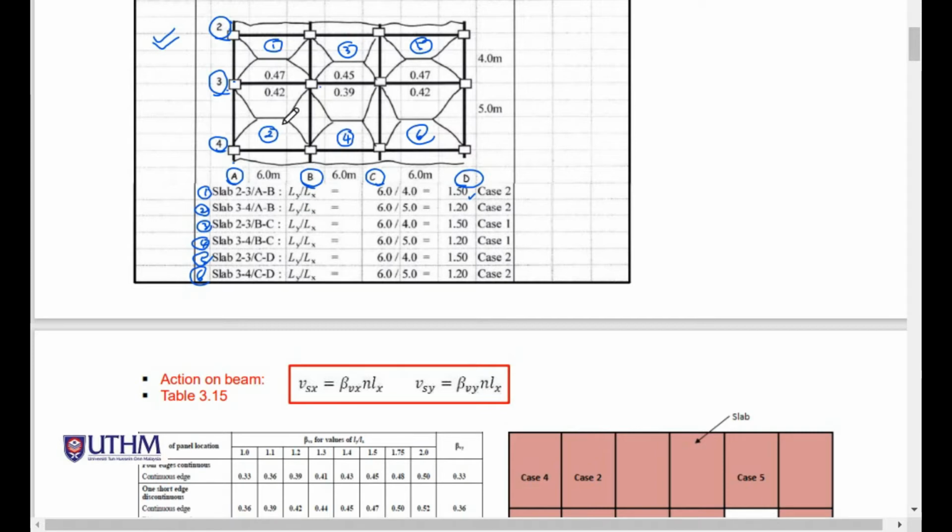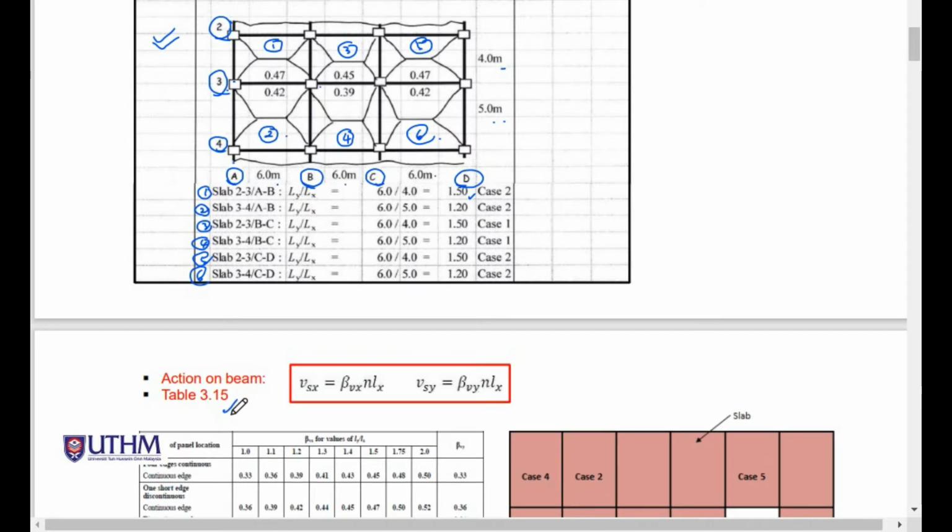So the next one, the second slab, is 6 divided by 5. The third slab is Ly divided by Lx, and so on until slab number 6, which is 6 divided by 5. So all slabs are less than 2, thus all slabs are two-way slabs. For a two-way slab, you can refer to British Standard 8110, using Table 3.15 to determine the shear.